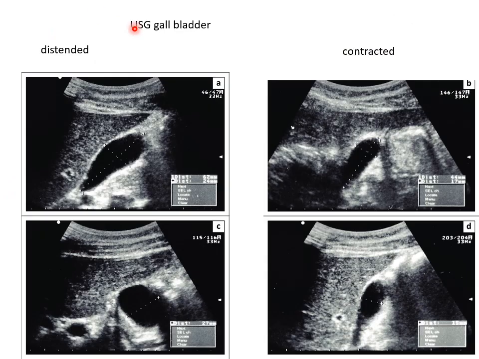So ultrasound of the gallbladder, this is the liver, this is your gallbladder, fundus and the neck. Now when it is distended, it will have a certain size. When it is contracted, you can see it here. It is distended when you do overnight fasting. There is no food in the duodenum to release cholecystokinin. So it will be distended.